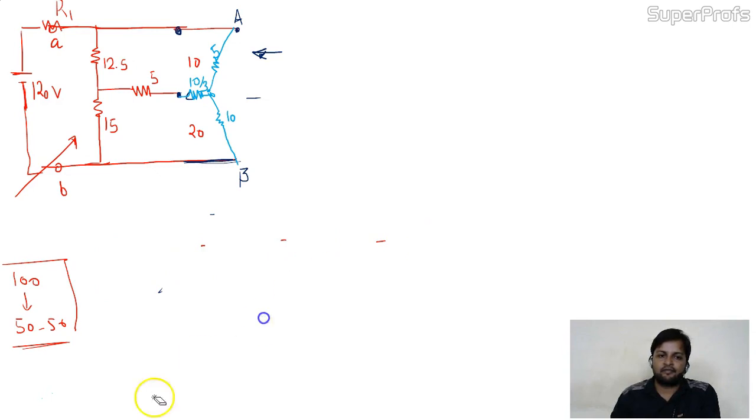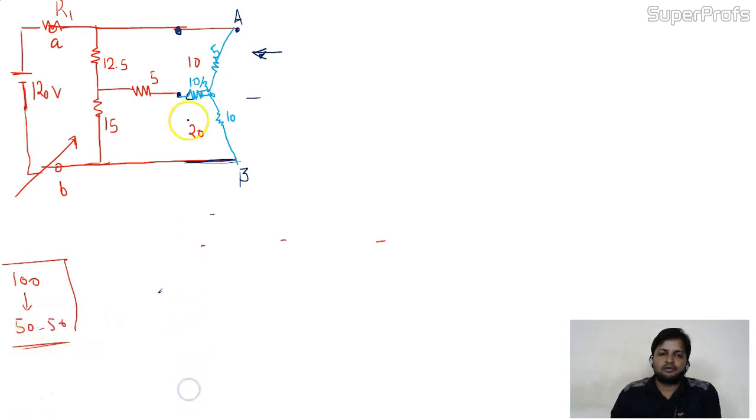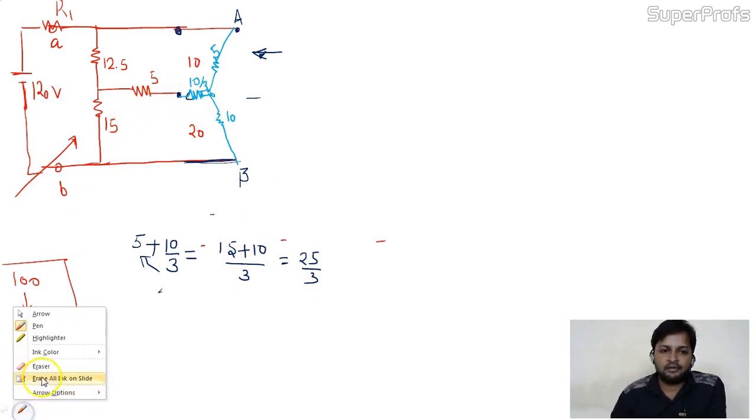Okay, fine. Now, this 5 plus 10 by 3, they are in series combination. So simply we can add them: 15 plus 10 divided by 3, so we are getting 25 by 3. So I can replace this whole branch by 25 by 3 only. Any problem yet? Good.